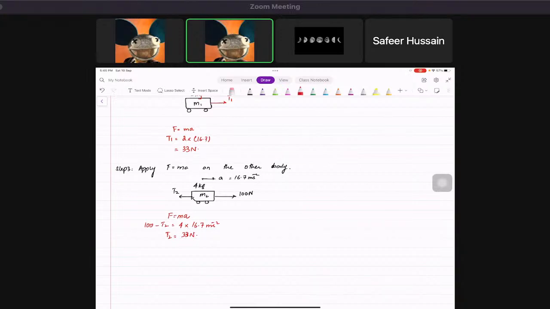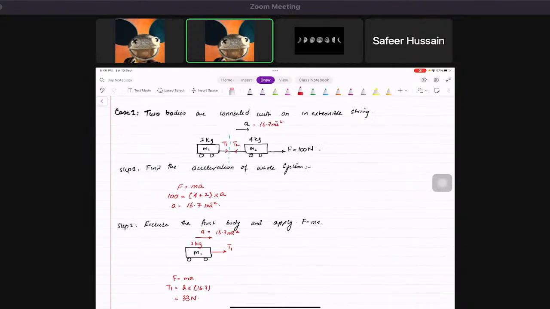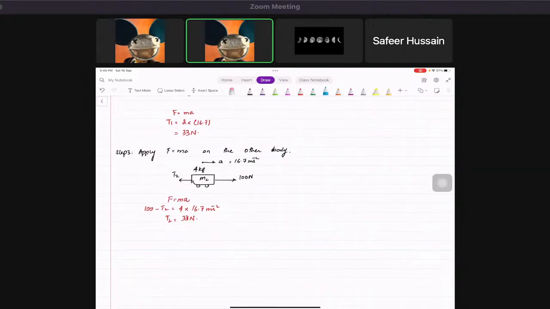Now I'll tell you why you were wrong in the first place. If M1 pulls M2 with a certain force, then M2 will pull M1 with the same force, and this is what indicates that T1 is equal to T2, because of Newton's third law. The action you do on an object, the object will do the same in the opposite direction. All right, do you understand this?